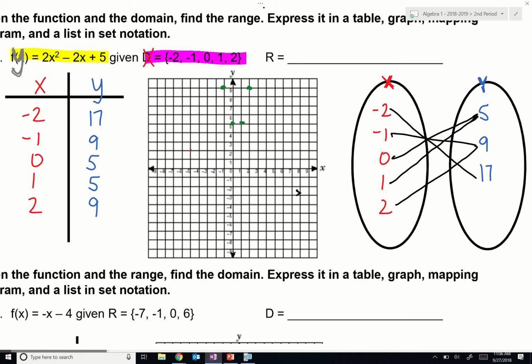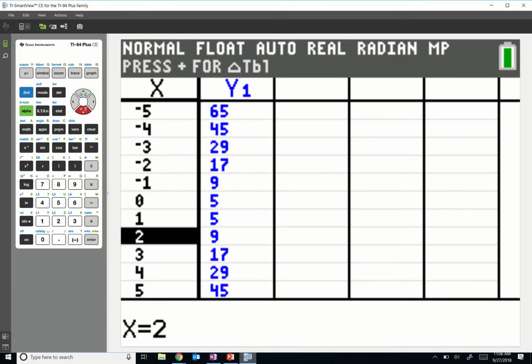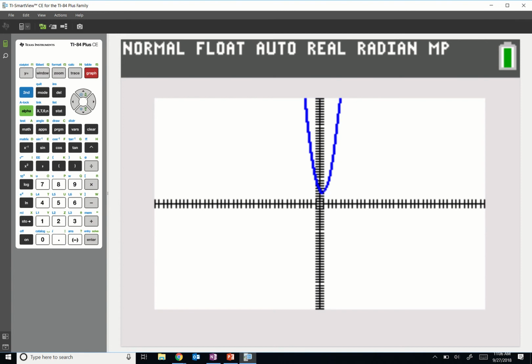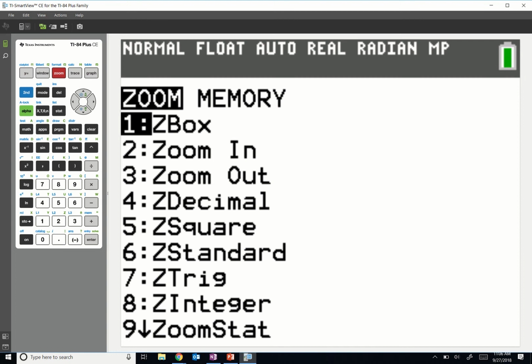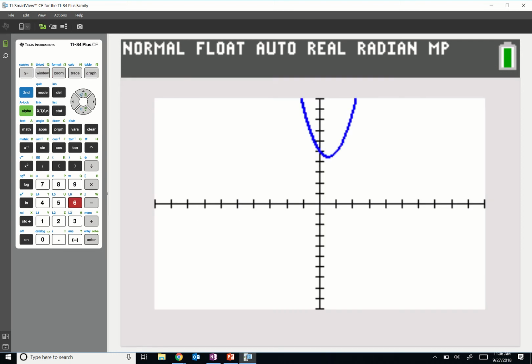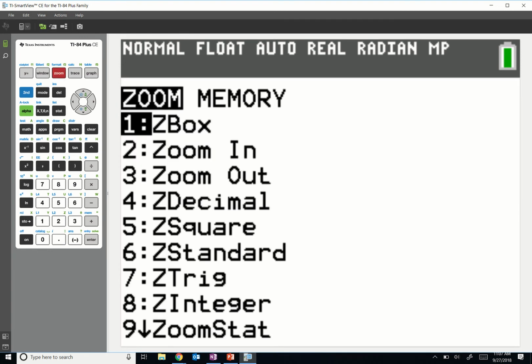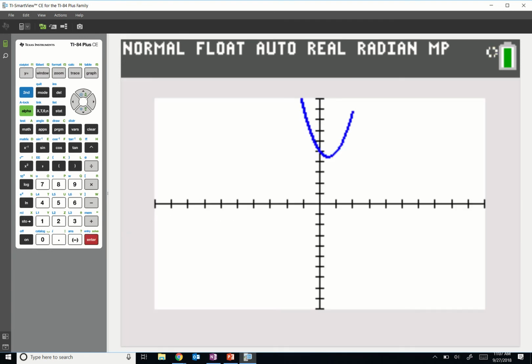Ready? Press the graph button on your calculator. Just press graph. What is this supposed to look like? A bowl. A U shape. Mine looks a little different because it's not standard, so I'm going to throw mine back to standard. This is what yours should look like. Okay? So guess what you're going to do with these dots? You're going to connect them. You press zoom and then 6, enter.